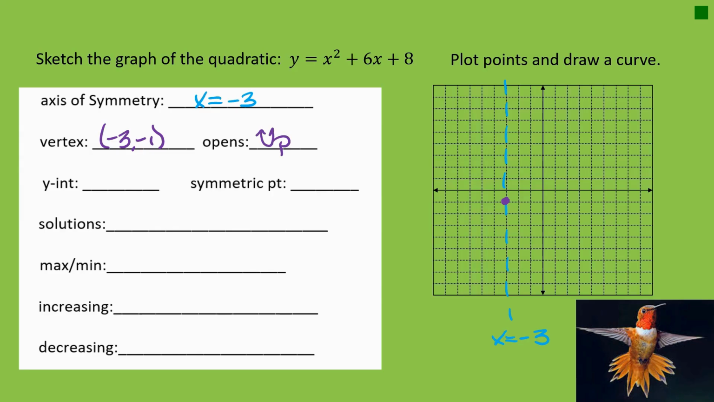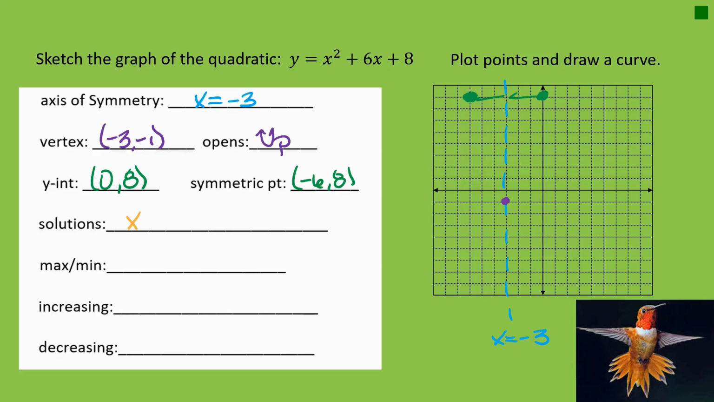My y-intercept was the point 0, 8. So 0, 1, 2, 3, 4, 5, 6, 7, 8, right there. To get my symmetric point, I went to the y-intercept and I walked that many over. I took 2 times the axis of symmetry, so -6, 8. So it's right there. The solutions are on the x-axis.